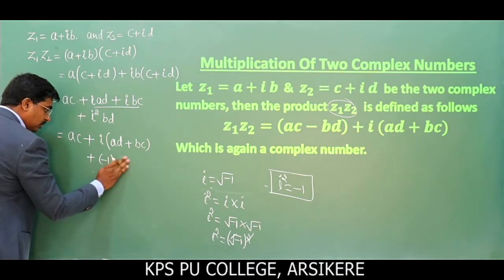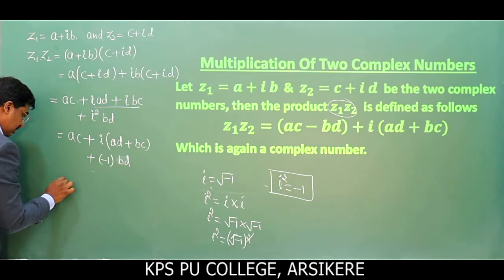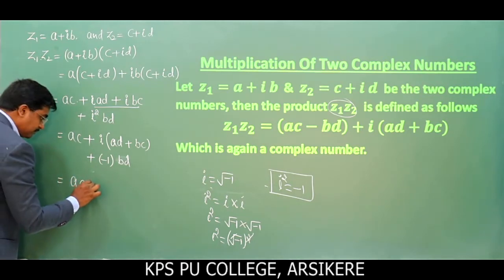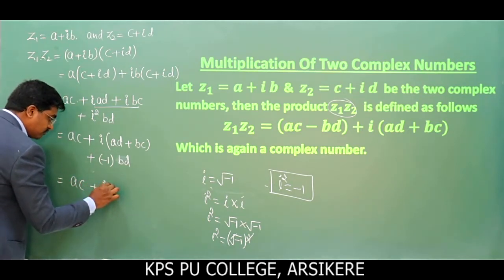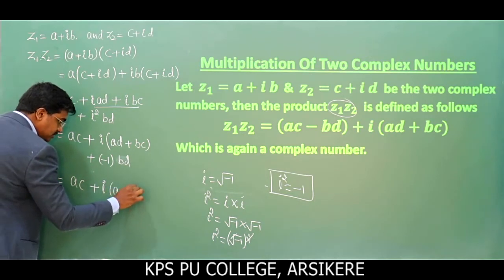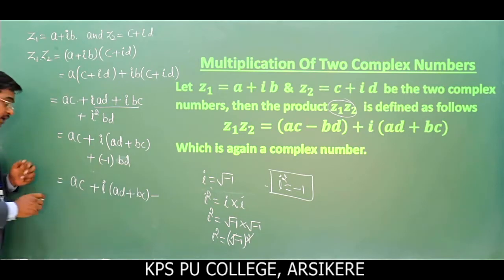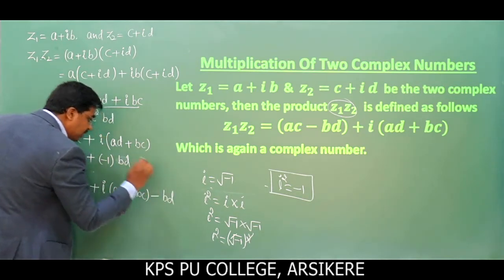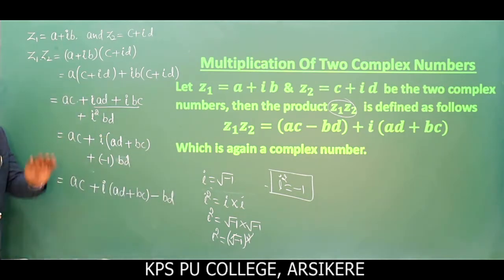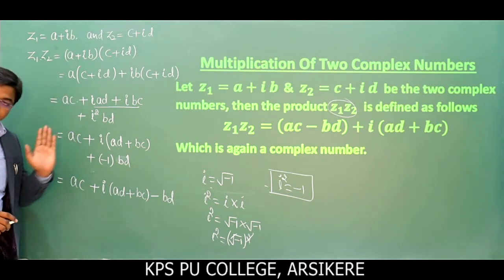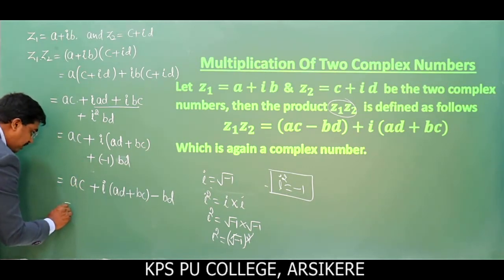Sorry, B into D. This is BD. Therefore, this becomes AC plus i times of (AD plus BC) minus BD. Now separate real and imaginary part. Real part on one side and imaginary part on the other. What is the real part here?